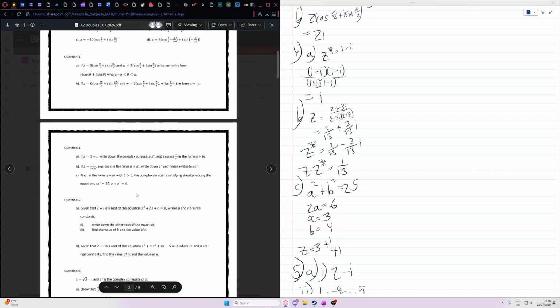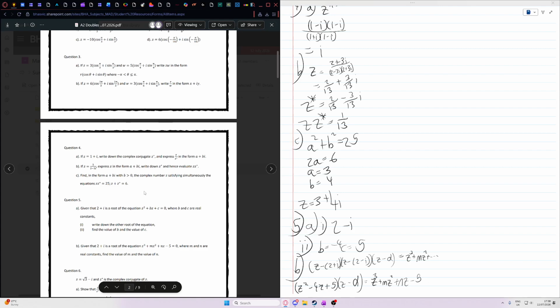And now part C, we're finding what z is in the form a plus bi, given these equations. Z times z star is just a squared plus b squared, and z plus z star is just 2a, because the bi's will cancel, and then you can find a from that and substitute back in to find b. Yeah, that was actually a lot easier than I thought.